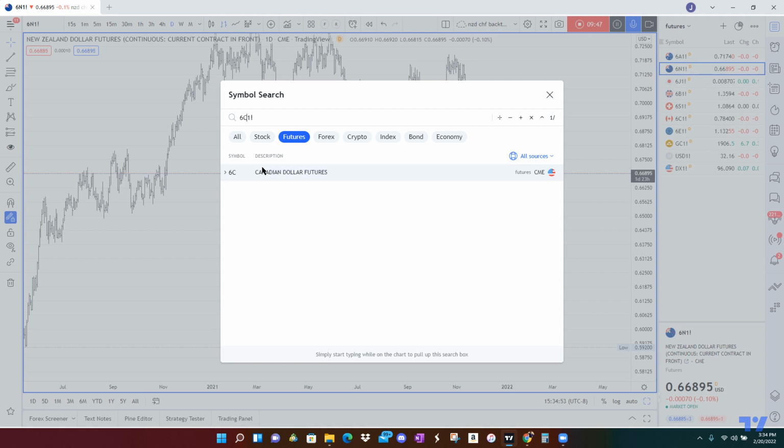And then, which one would trip you up a little bit? 6E, of course, is the euro. 6C was the CAD. 6J, 6N, 6A, and then just use the dollar index or USD1, the US dollar futures.